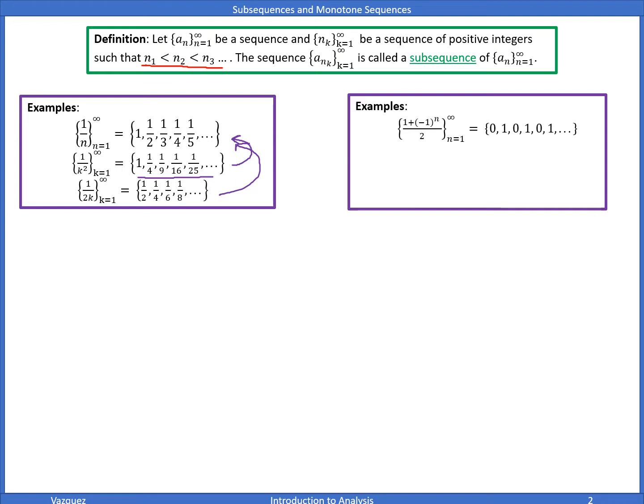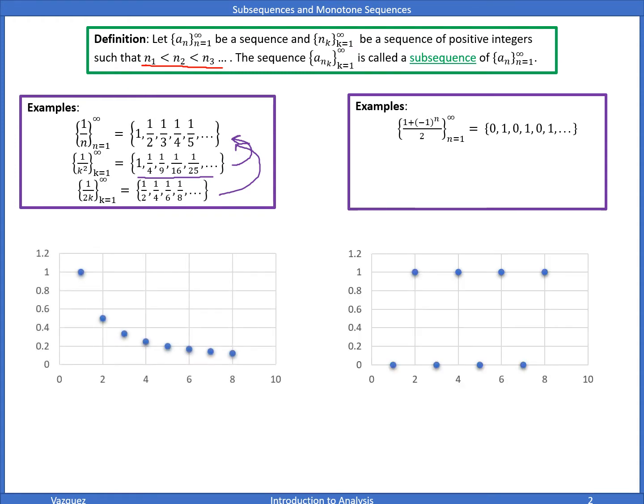Another one is the sequence that goes from 0 to 1 to 0 to 1, so on and so forth. It just oscillates between 0 and 1. So we can pick out a subsequence such that we can have nothing but zeros. Right? We can pick the first and the third and the fifth, every odd number, and we'll have nothing but zeros. Similarly, we can pick every even number and we'll have nothing but ones.